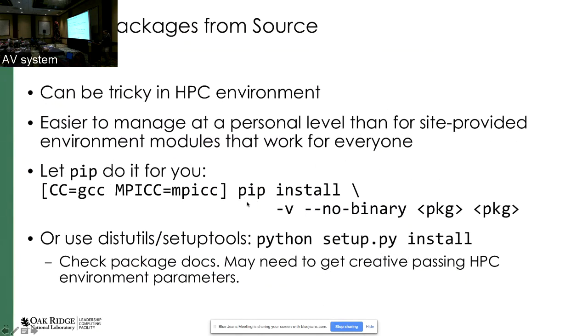Because the MPI compiler wrappers on Summit are the same as OpenMPI, you actually don't really need to do this on Summit, whereas this is essential on Titan. You have to set it to the Cray compiler wrappers. So Summit's a lot easier to use pip to build packages from source than some of our other machines.